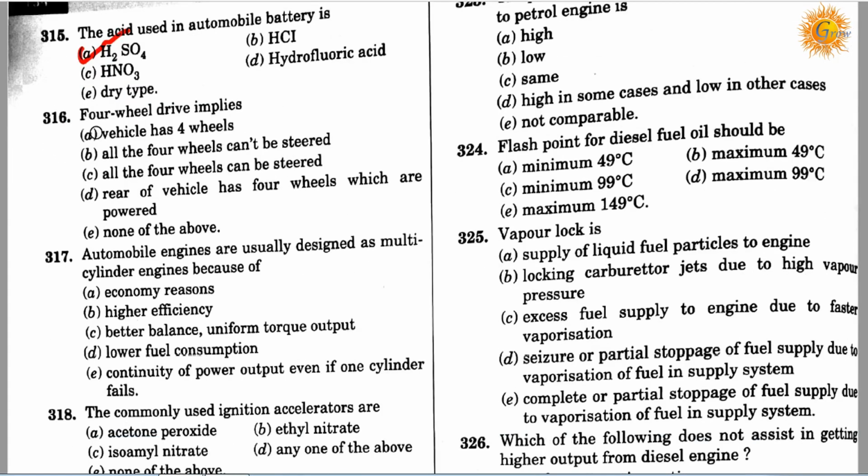Question number 316. Four-wheel drive implies option A, vehicle has four wheels. Option B, all the four wheels can't be steered. Option C, all of the four wheels can be steered. Option D, rear of vehicle has four wheels which are powered. Option E, none of the above. So the correct answer is B, because all four wheels can't be steered.